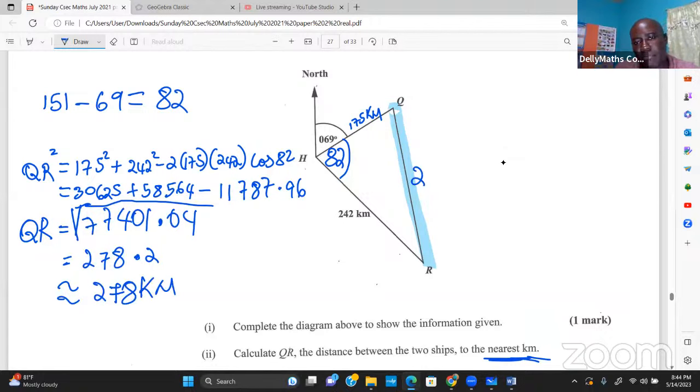Double check that for me. Looks good anyway. Looks good. All right. Let's go.